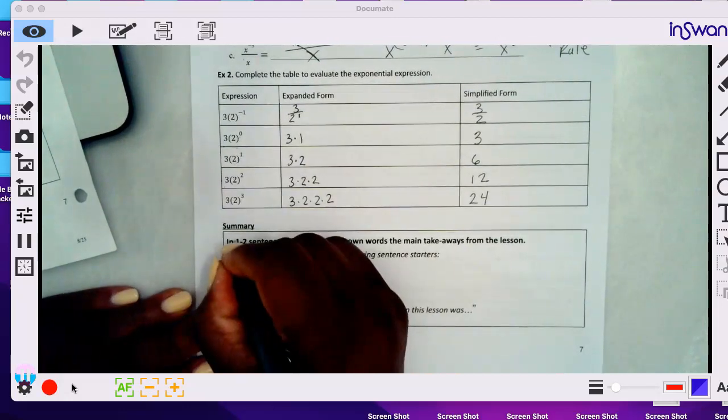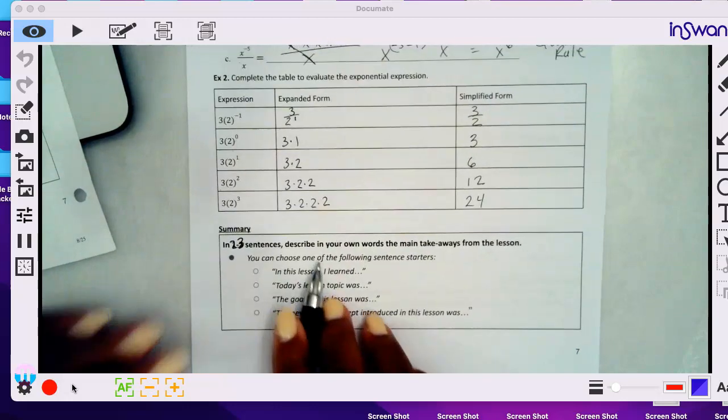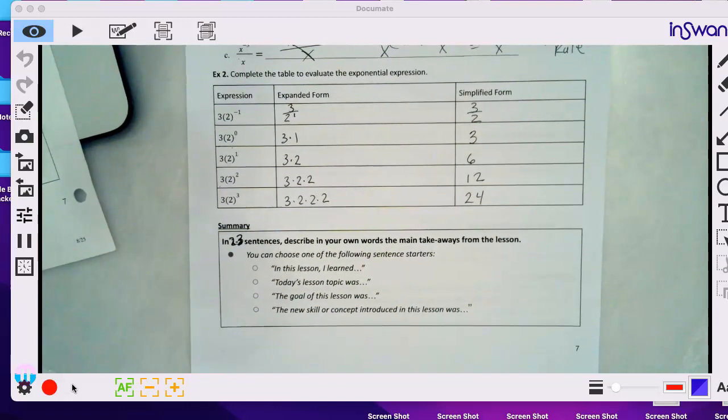Now again, take a few minutes to write your summary, which is 2 to 3 sentences. You can use these sentence starters to help you. You don't have to. When you finish your summary, show it to your teacher.